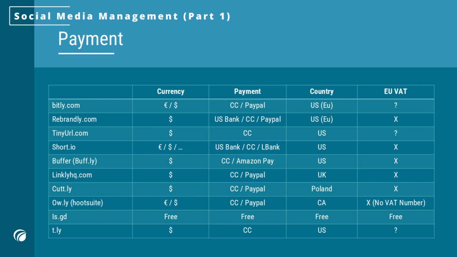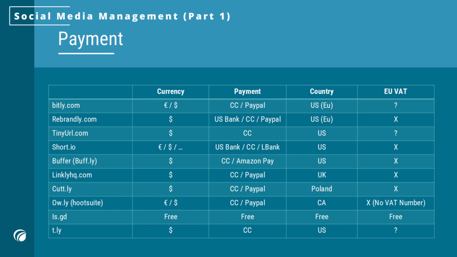Buffer, they invoice in US dollar. You can pay with a credit card or Amazon Pay. They are US based. EU VAT is added but can be exempt as a company. Linkly HQ, they invoice in US dollars. You can pay with a credit card or PayPal. They are UK based. EU VAT is added but can be exempt as a company.